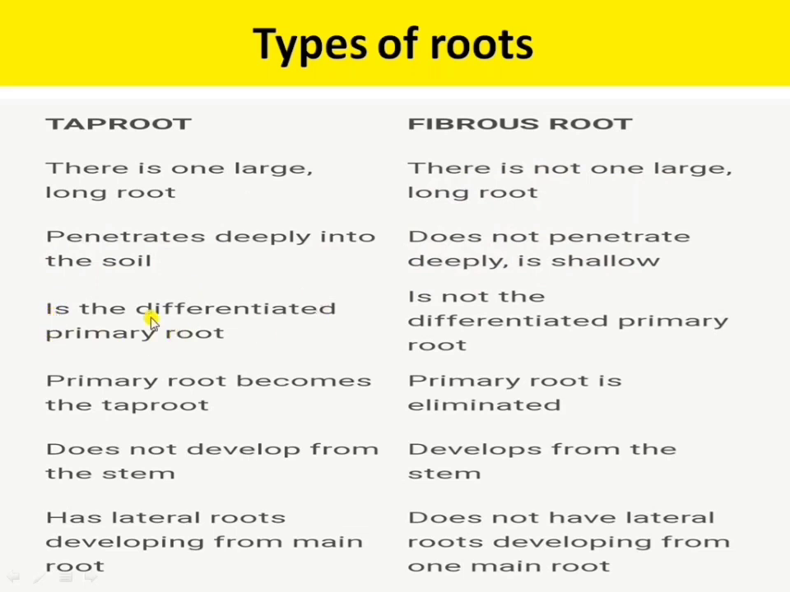Taproot is a differentiated primary root. Fibrous root is not a differentiated primary root. In taproot, the primary root becomes the taproot, but in fibrous root, the primary root is eliminated. Taproot doesn't develop from the stem. Fibrous roots are developed from the stem. Taproots have lateral roots developing from the main root, and fibrous roots do not have lateral roots developing from one main root.